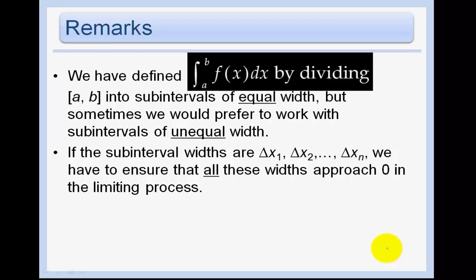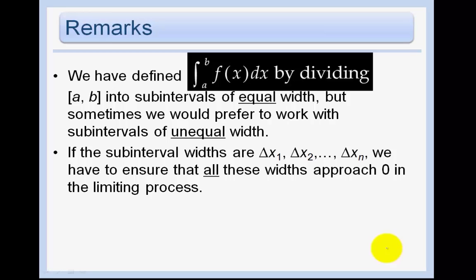So far we have defined the integral from a to b of f of x dx by dividing our interval from a to b into subintervals of equal width. But sometimes we would prefer to work with subintervals of unequal width, and that's okay. We just have to ensure that all of these widths that we are picking are approaching 0 in the limiting process, because basically what we saw last time and what we've seen this time is that we want to make an infinite number of rectangles under this curve. The more rectangles we make, the better approximation we get. And so if we make the width of our rectangles infinitely small, that's what we're trying to say.